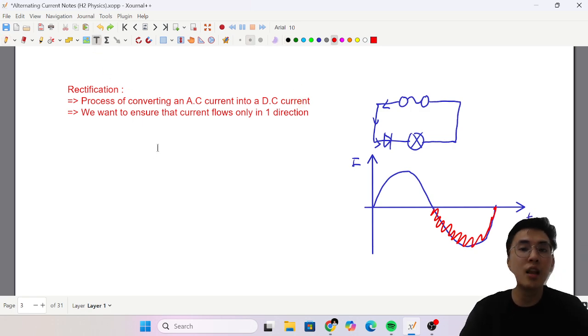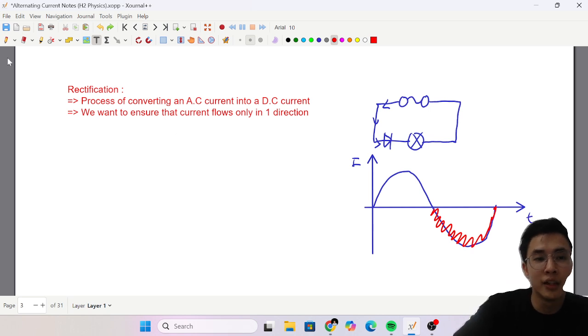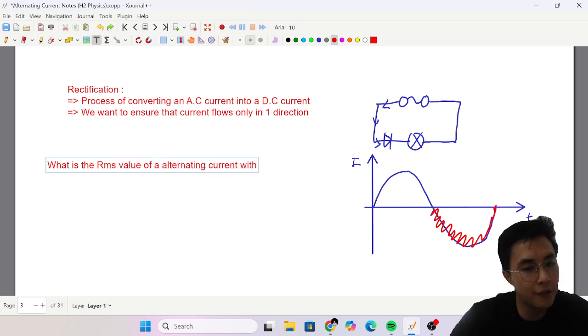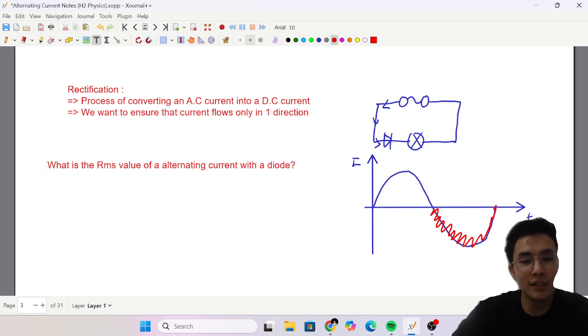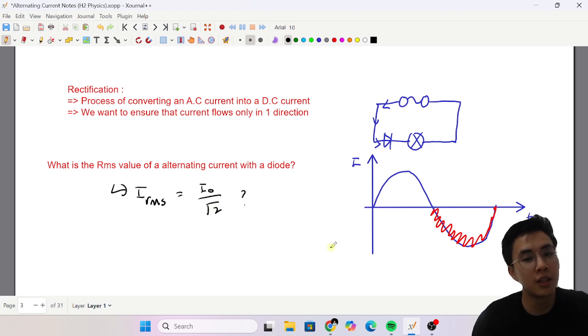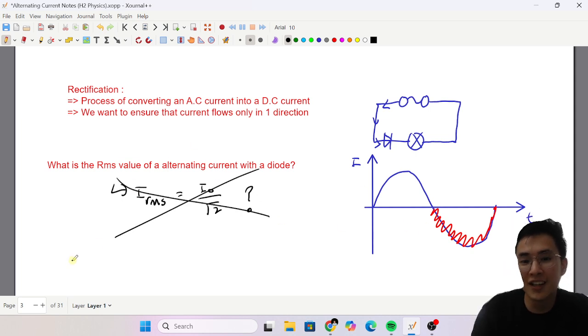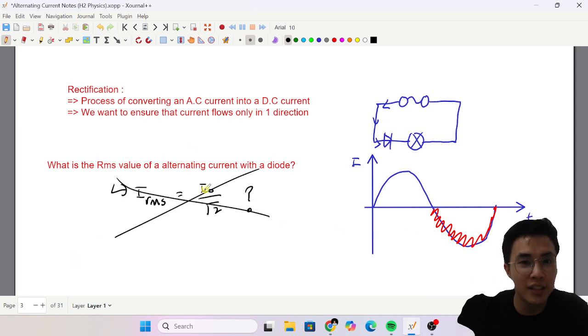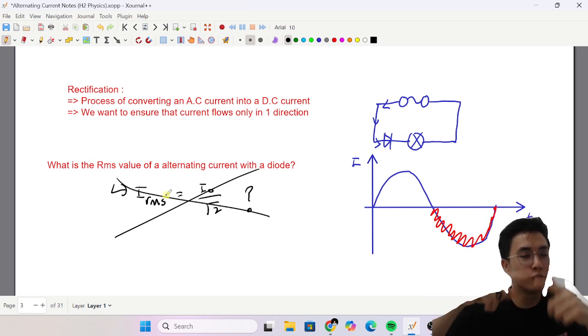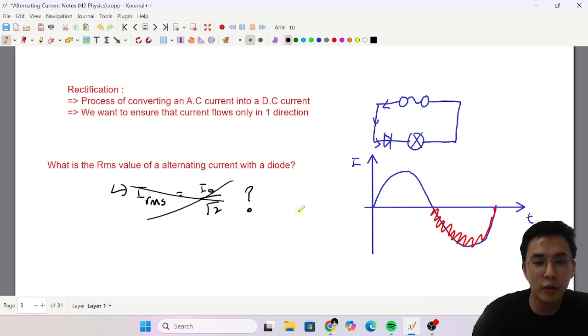Important, they love to test this in the exams. How do you get the IRMS? What is the root mean square value of an alternating current with a diode? Can I still use the equation IRMS equals I naught over square root 2? The answer is no. This only works if it was a normal sinusoidal alternating current, meaning it only works if your full sine graph or full cosine graph is there. So this one won't work.